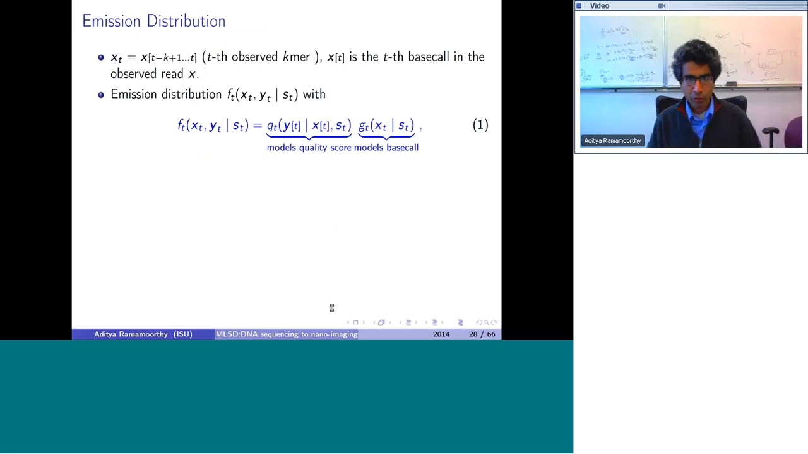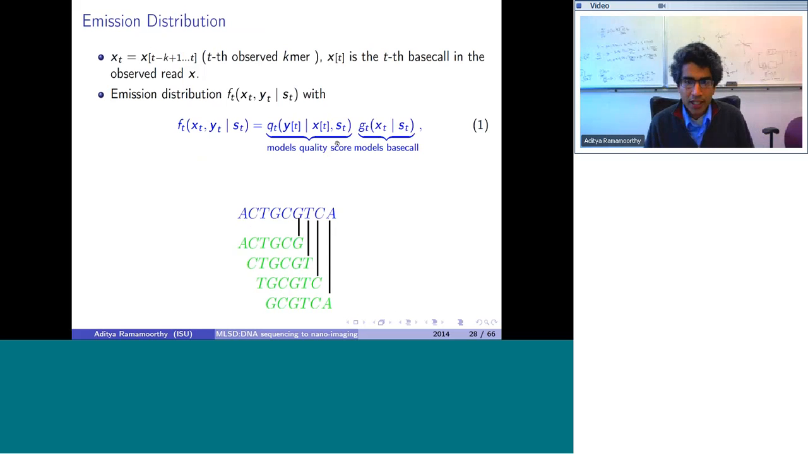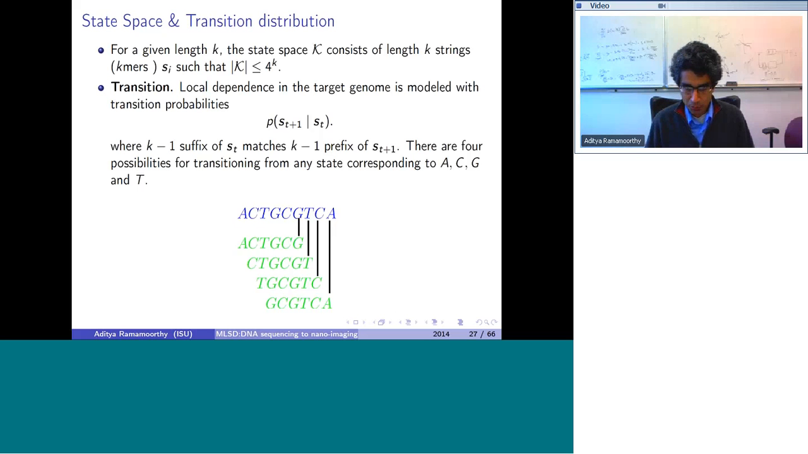The emission distribution is the third thing in the hidden Markov model specification. So if I am at a state s_t, my emission distribution consists of 2 parts. There's a part that models the base call, and there's a part that models the quality score. Let me go back here for a second. If I'm at this particular k-mer, I am going to be emitting my last base. So here I will be emitting my base G, and it might end up as a G, or it could be corrupted as an A, C or T.